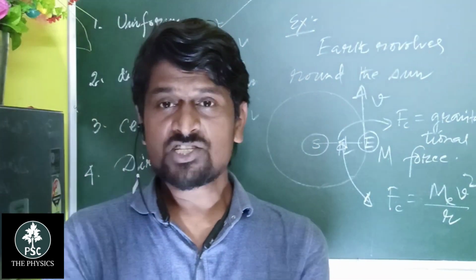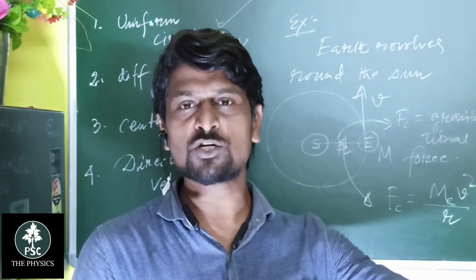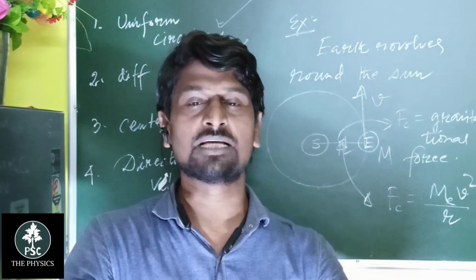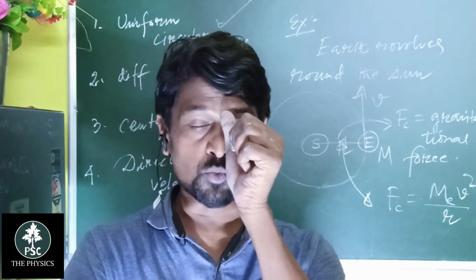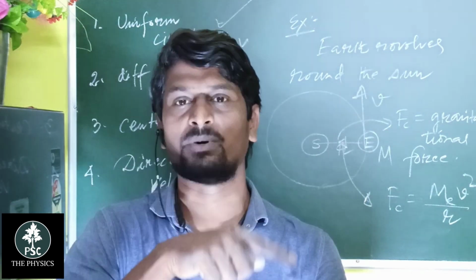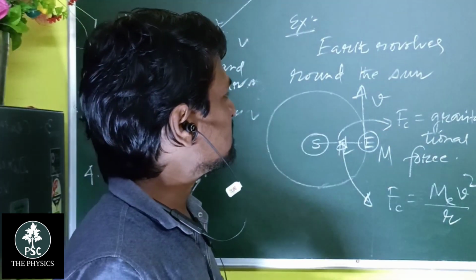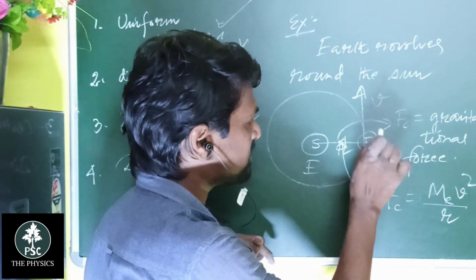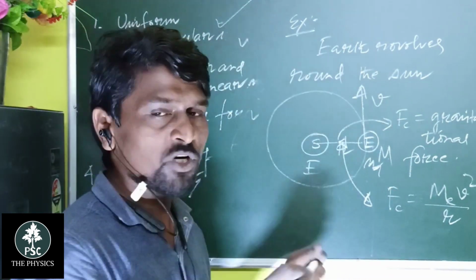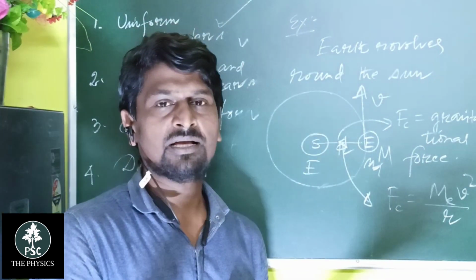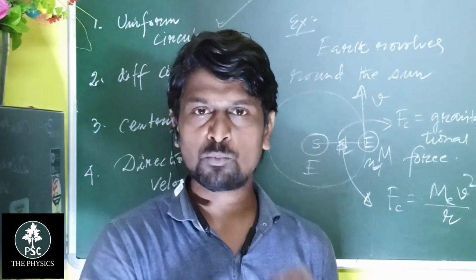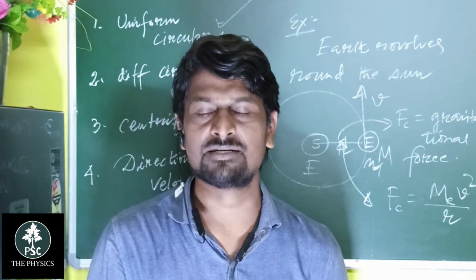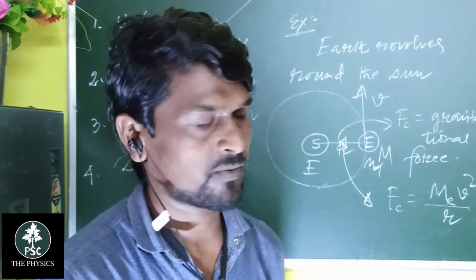So what about gravitational force? What about electrostatic force? All are the forces that provide the centripetal force to move a body in a circular path. Similarly, if this is earth and this is moon, then the moon revolving around the earth is also an example of circular motion, and here also the gravitational force provides that centripetal force.